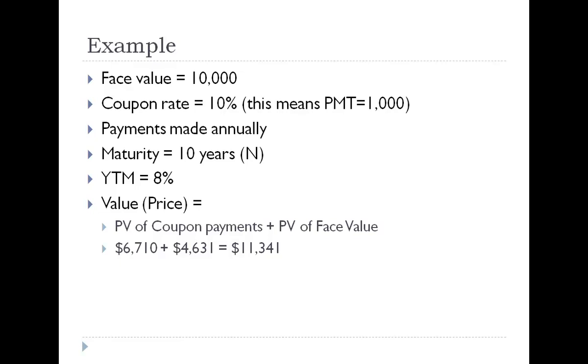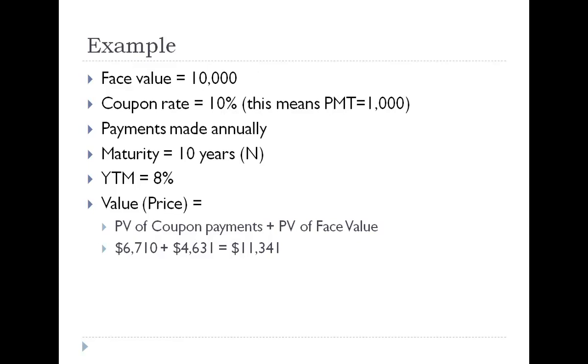And that's what we're going to use as the interest rate or the discount rate when we calculate the present value. So the present value of all of the coupon payments and the present value of the face amount together wind up equaling $11,341, and that becomes the price of the bond.